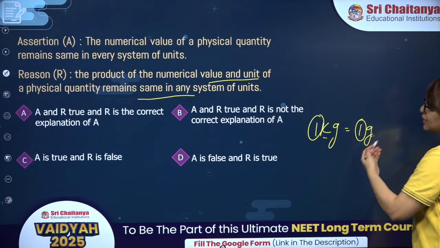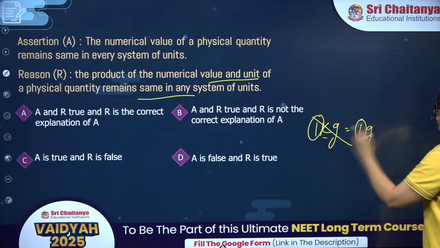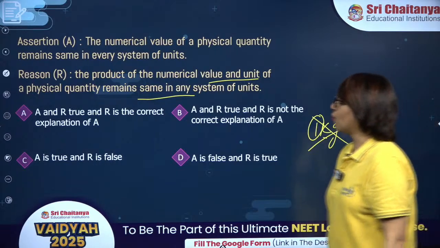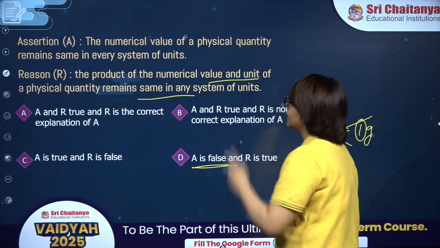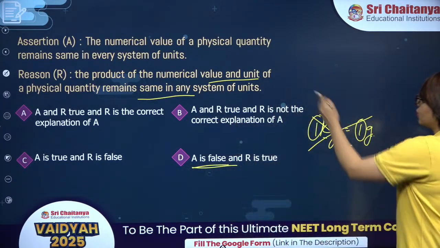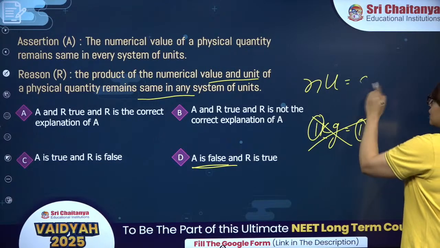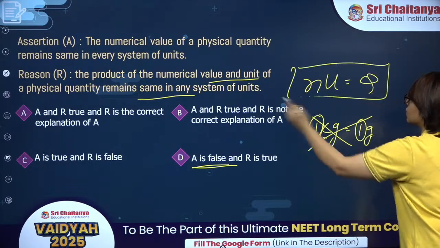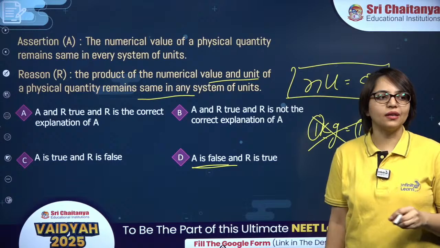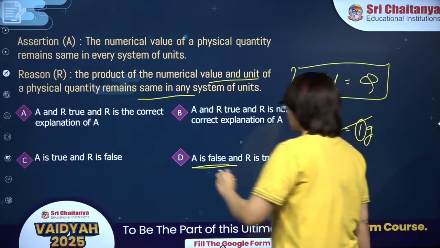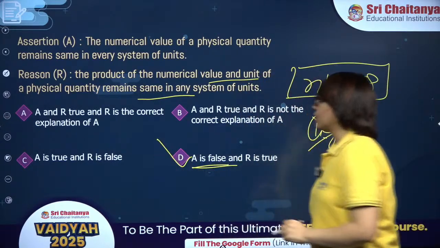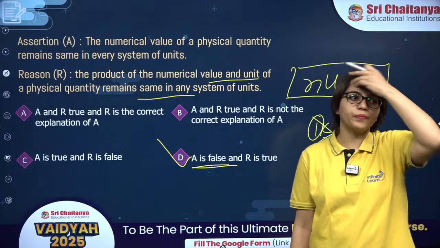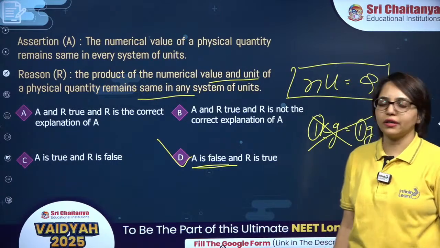1 kilogram is 1000 gram. So this is not true. So assertion is false, beta. Assertion is false. Reason is true. The product of numerical value and unit for all the system of unit is constant. N into U is equal to constant. So assertion is false. Reason is true. So correct answer is option D. All right. Well done, beta. Well done.